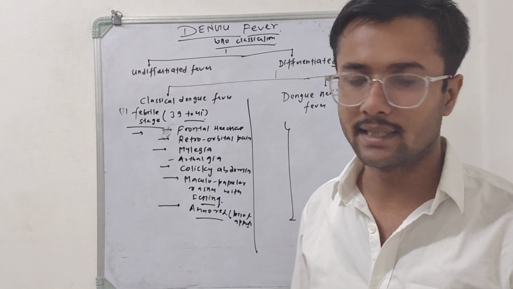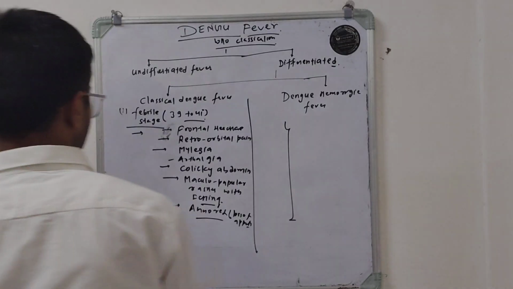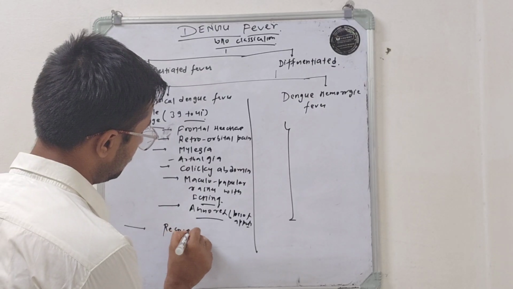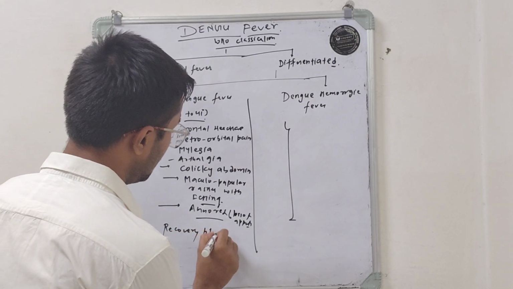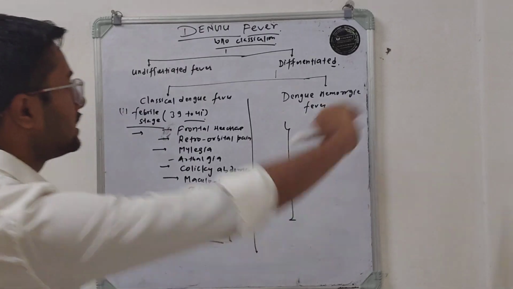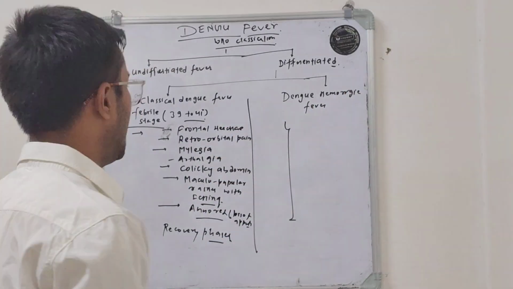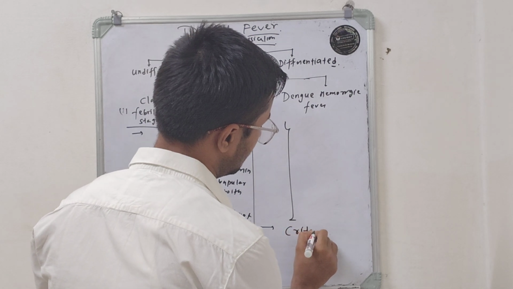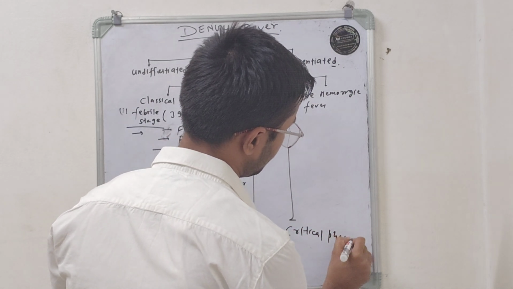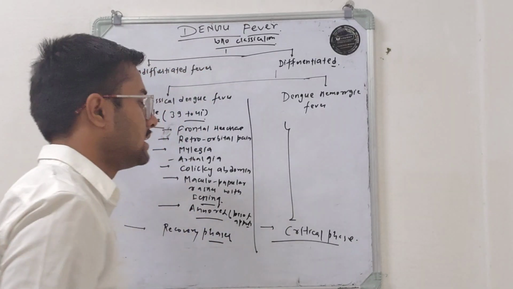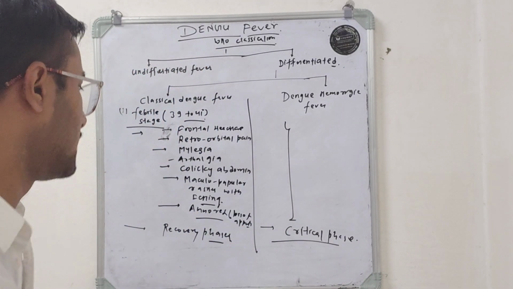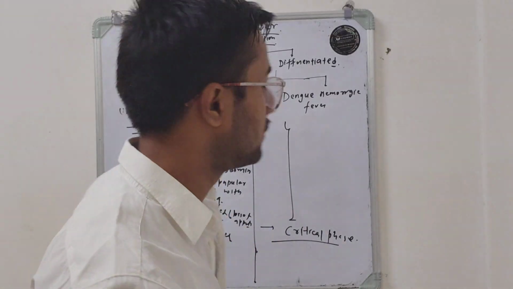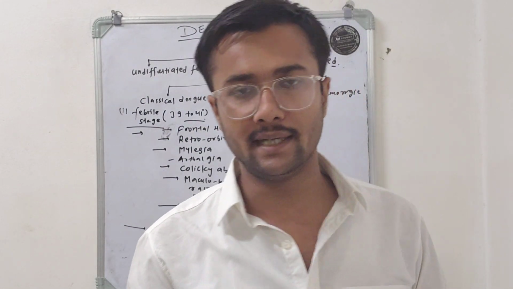In classical dengue fever, after the febrile phase, the patient undergoes the recovery phase. But in dengue hemorrhagic fever, after the febrile phase, the patient undergoes the critical phase. Now the question arises, what is the meaning of this critical phase? Let's see what happens in classical dengue fever.